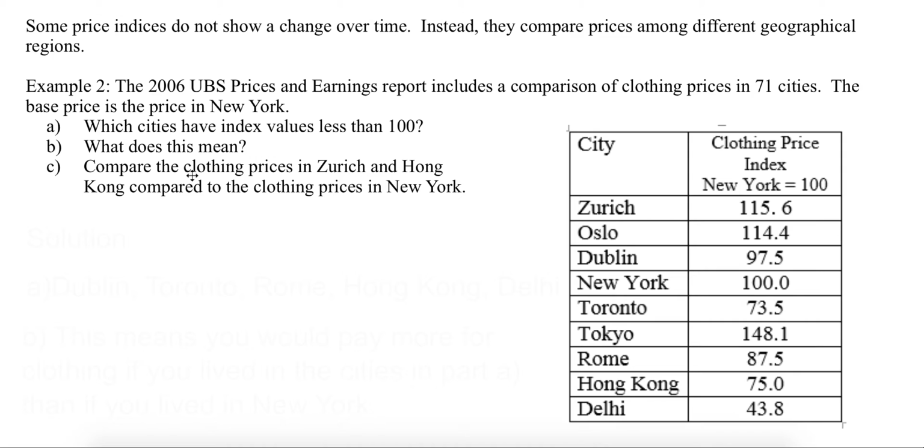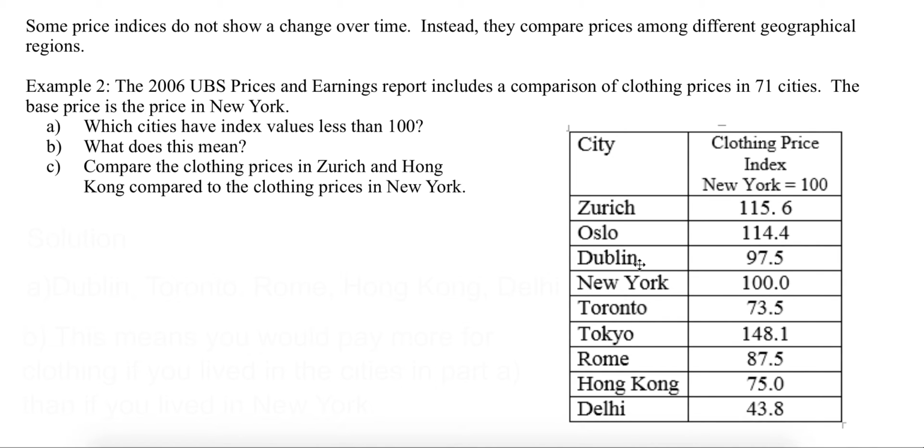Okay, this is another way that you can look at indexes. Rather than looking at an index for a specific item, you can look at an index for different cities or different countries and how the prices are influenced. Some indices do not show change over time. Instead, they look at geographical regions. In 2006, UBS pricing and earnings included a comparison of clothing prices in 71 cities. The base price was New York. So New York is 100%.